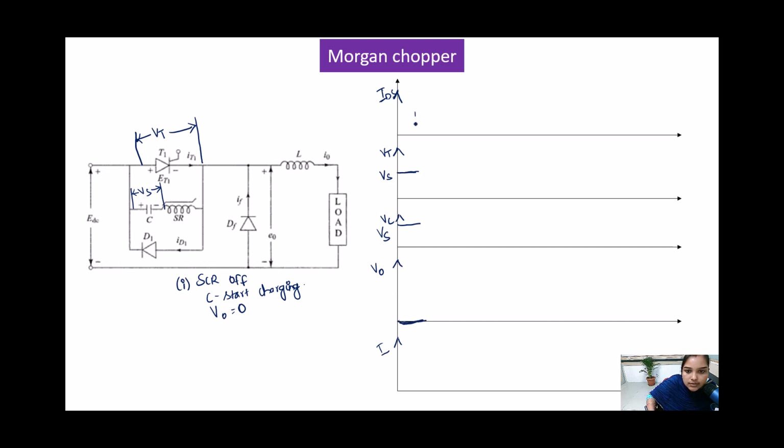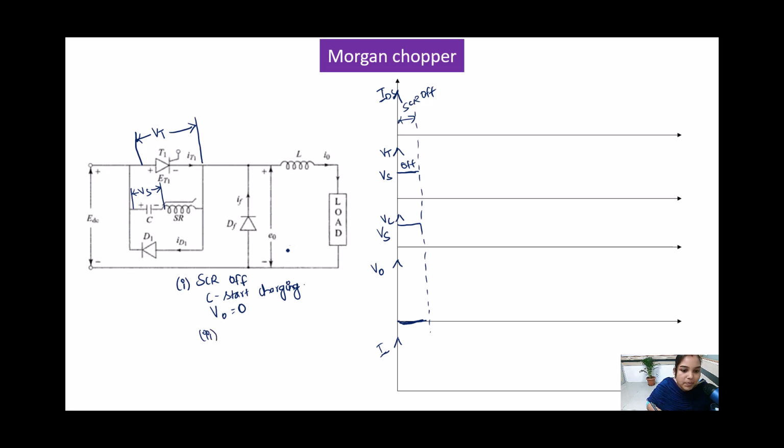So this is considered as up to this. The current I will tell later. So this is the region where the SCR is off. Okay, and now we move on to the second mode.